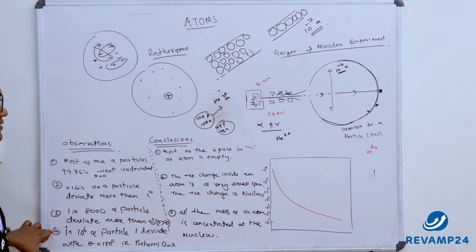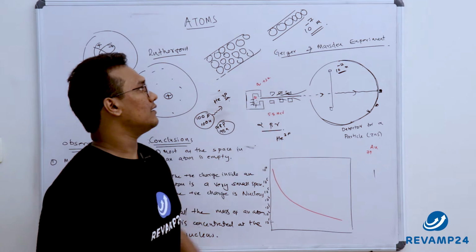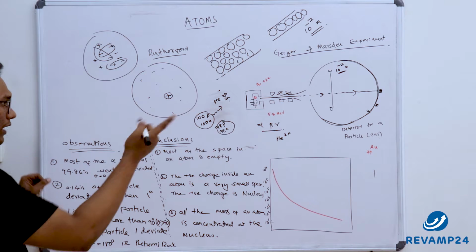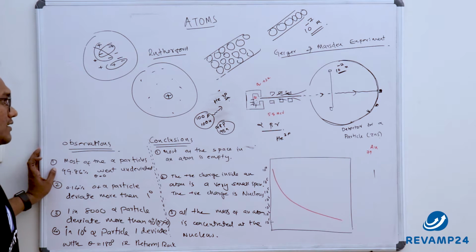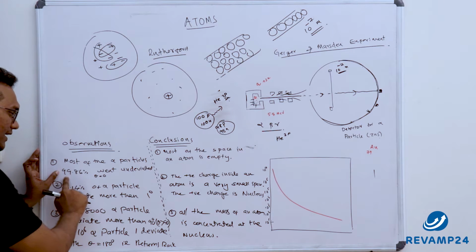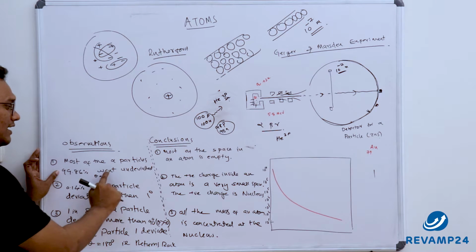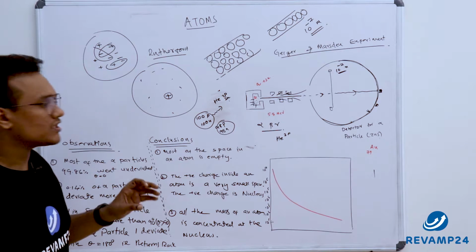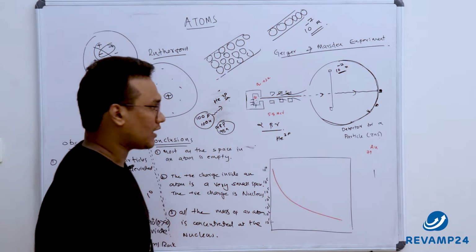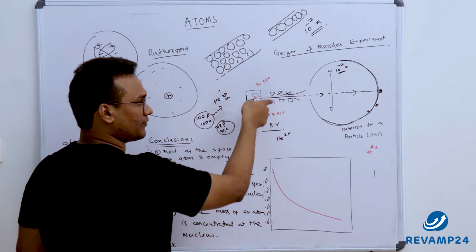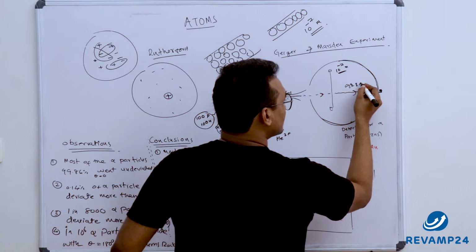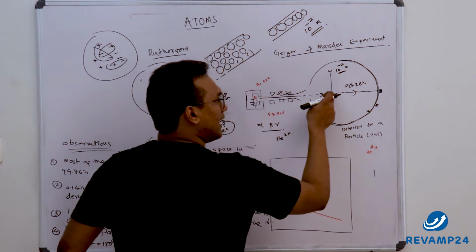So four observations were made by the Geiger and Marsden experiment. I will explain one observation after the other. The first observation was that most of the alpha particles, that is 99.86%, went undeviated, which means of the alpha particles coming from the experimental setup, 99.86% have passed through this.